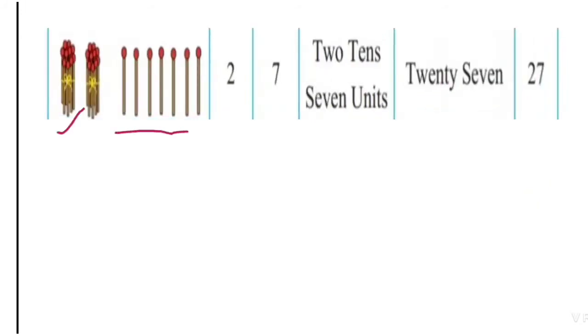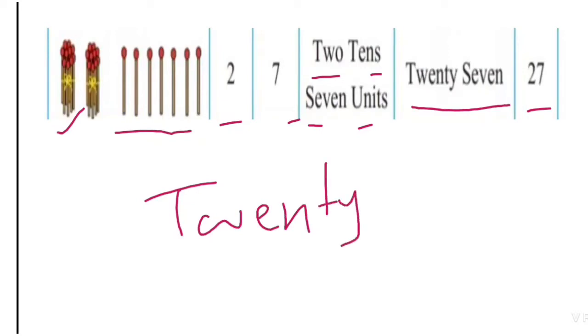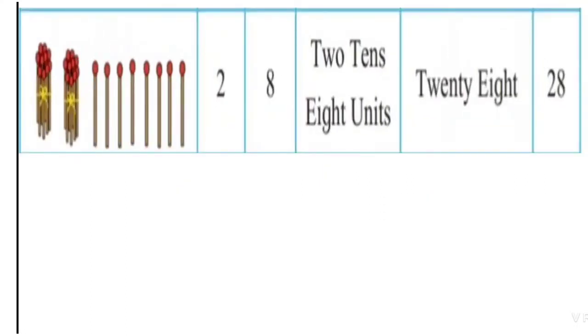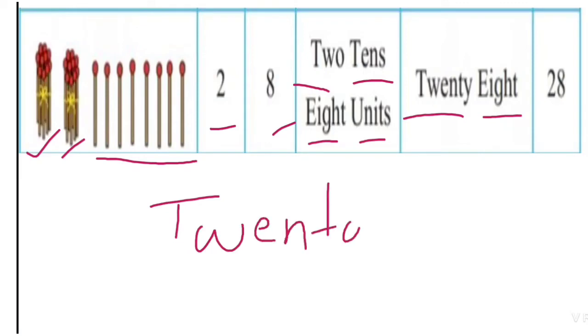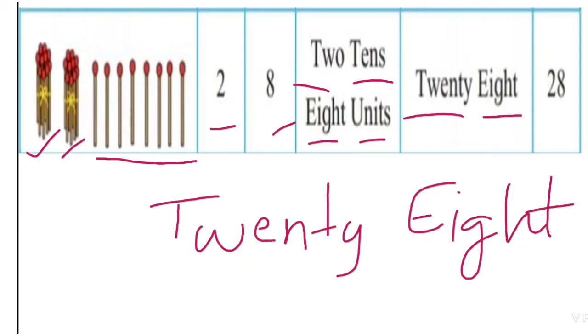2 tens 7 units 27. TWENTY 20, SEVEN 27. 2 tens 8 units 28. TWENTY 20, EIGHT 28.